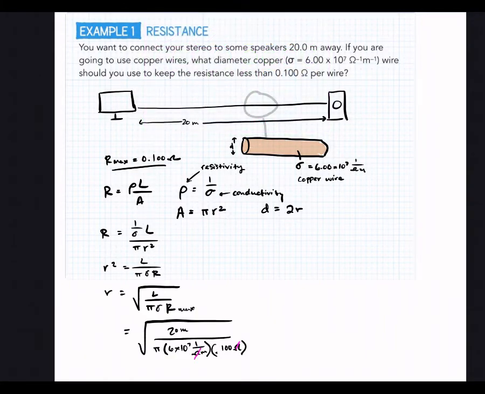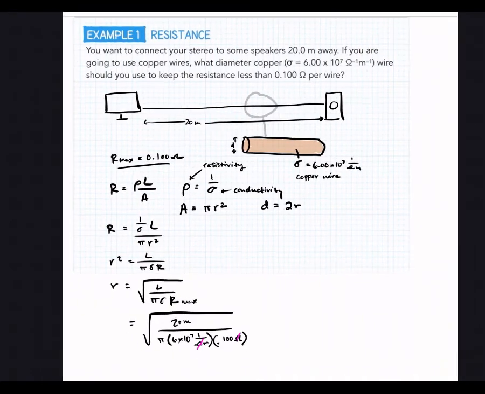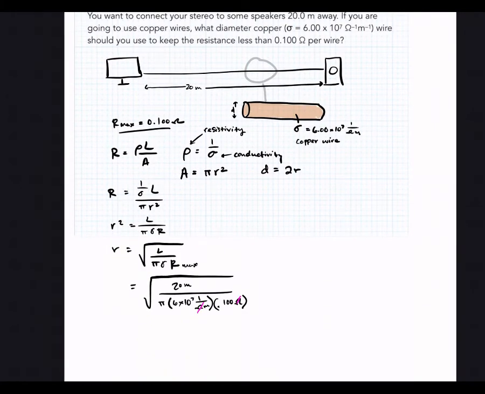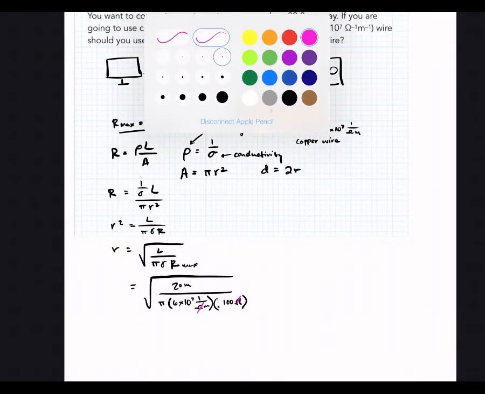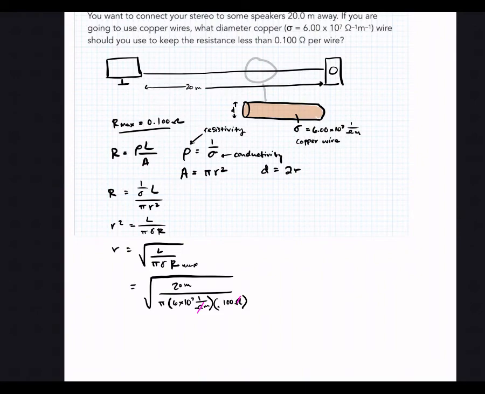This is meters divided by 1 over meters, so that's going to give us meters squared. When we take a square root, then we should get something in meters, which is good, because we know that radius should be a length. All right, so we're going to move this. And when we plug all this stuff in, we get 0.00103 meters, or we can rewrite this as 1.03 millimeters.